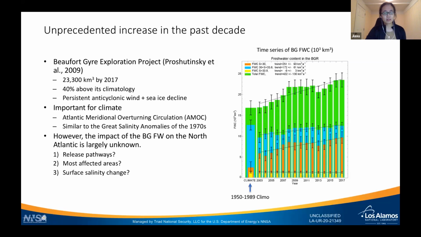However, the impact of the Beaufort Gyre freshwater on the North Atlantic is largely unknown. There are three specific questions. First, we don't know its release pathways, whether it's through the Canadian Archipelago or through the Fram Strait. Second, we don't know its most affected areas, so which of the deep water formation sites is most affected. And finally, we don't know how much surface salinity change it can bring.